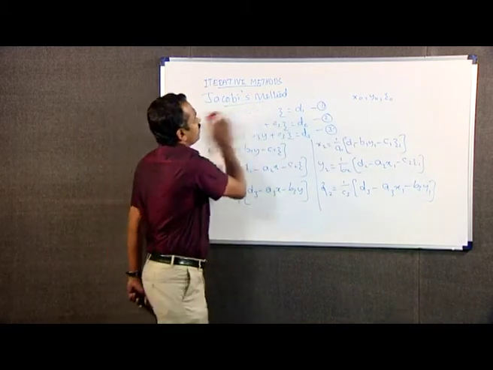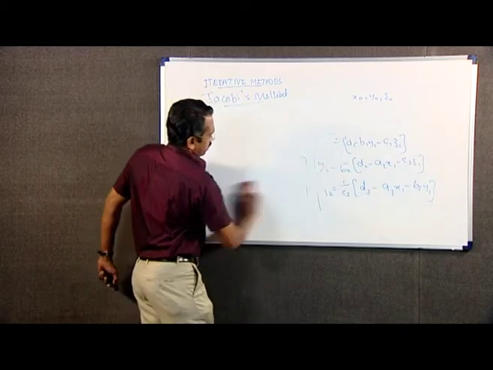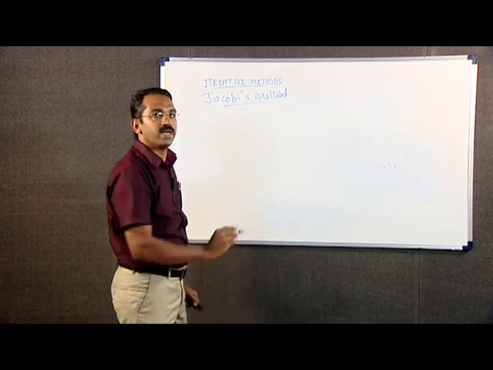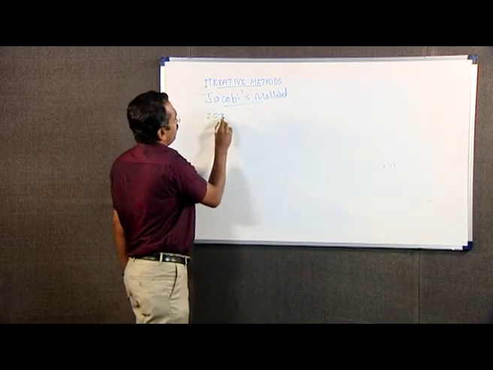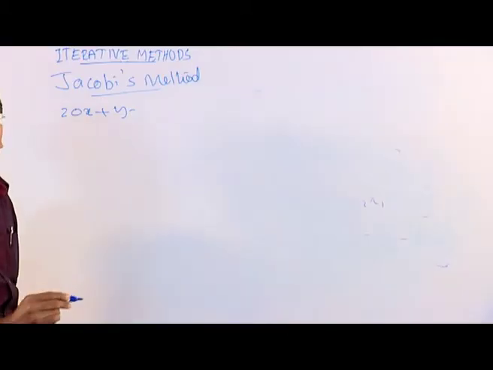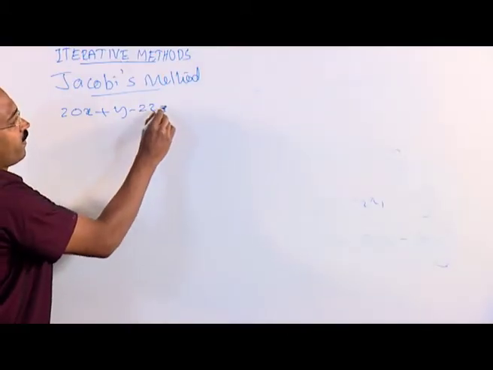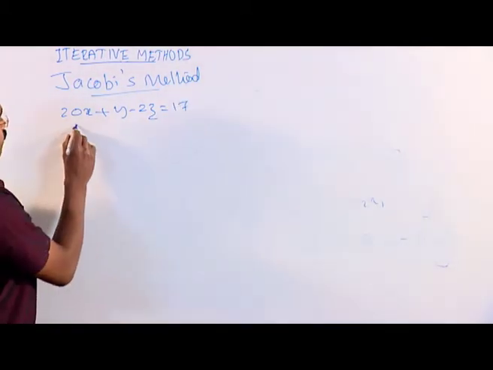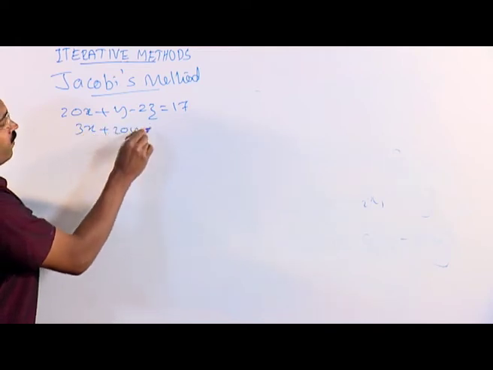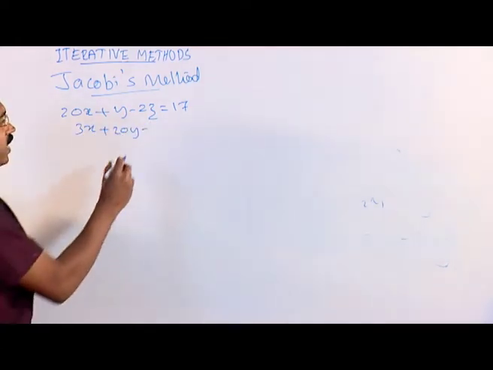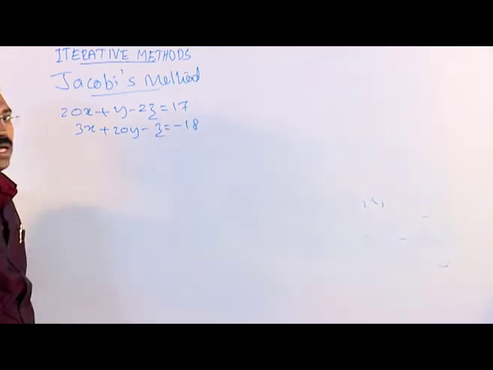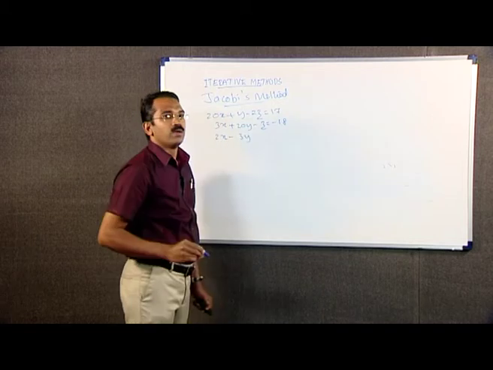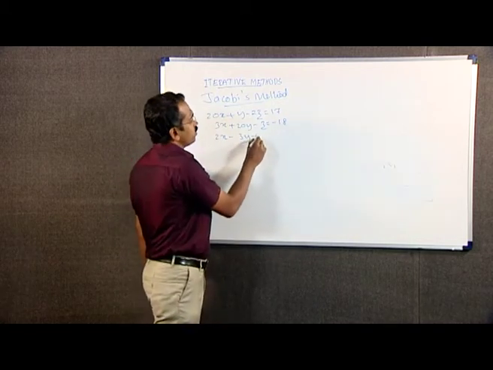We have an example. Solve the system 20x plus y minus 2z equal to 17, 3x plus 20y minus z equal to minus 18, and 2x minus 3y plus 20z is equal to 25.